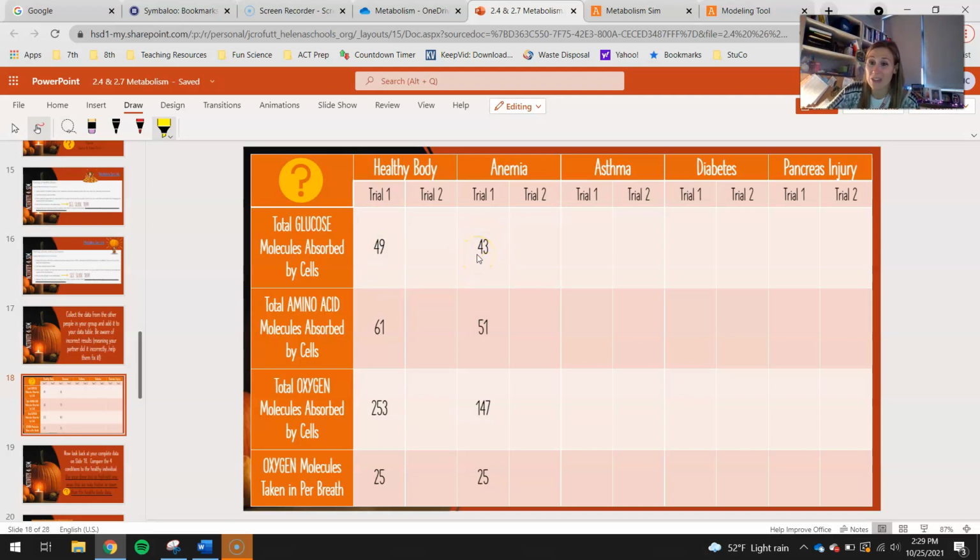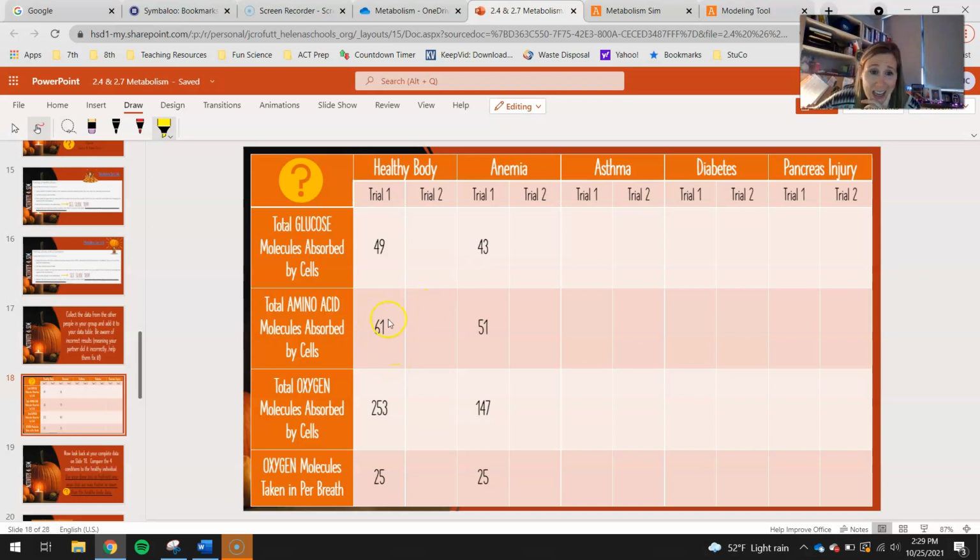That is not enough of a difference to say that there's some kind of problem with the amount of anemia absorbed or the amount of glucose absorbed. That's actually pretty close to normal. I could run that again a second trial and have it be a little bit higher. It could be 51. You guys will need to obviously look at both of your trials. What you're looking for is a major difference, either too high or too low.